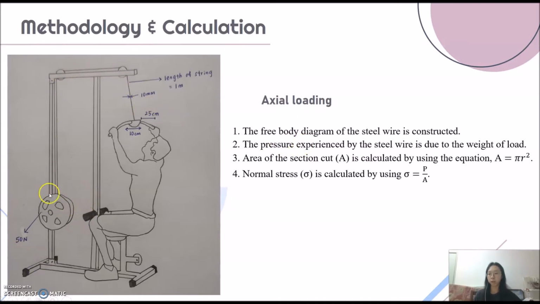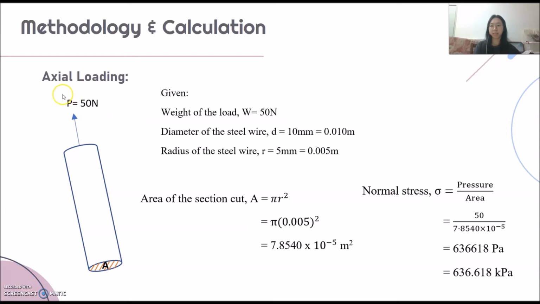In this case, the weight of the load is 50 Newton. Next, we calculate the area of the section cut using the formula A equals pi r squared. Then finally, we can calculate the normal stress, sigma equals P over A. So first, we construct the free body diagram of the steel wire. It will experience a pressure due to the weight of the load, which is 50 Newton. Using the parameters given, we calculate the area of the section cut, A equals pi r squared, and we get the area equals 7.8540 times 10 to the power of negative 5 meters squared.